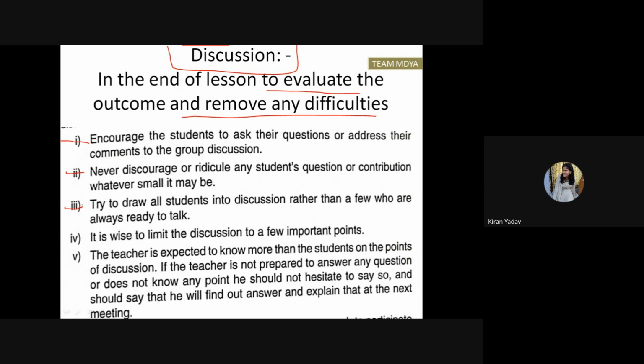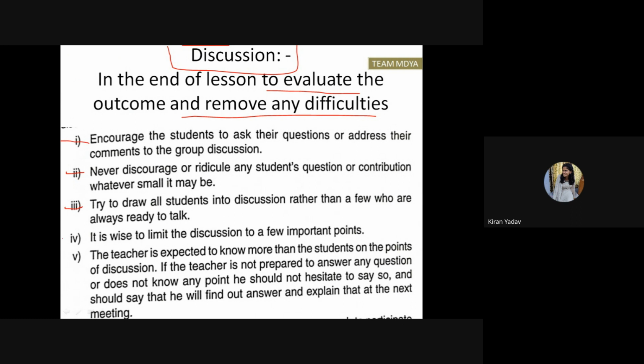So some students are more of the extrovert type. They may try to dominate the discussion, all the conversation, and some are not so open. So the teacher should also focus on those students who are not much open to the class.